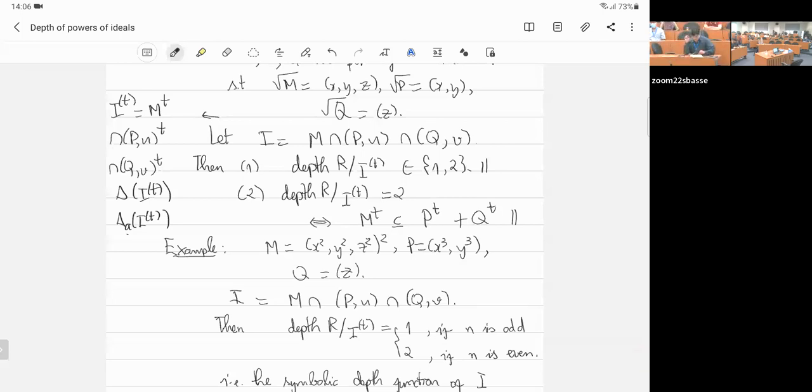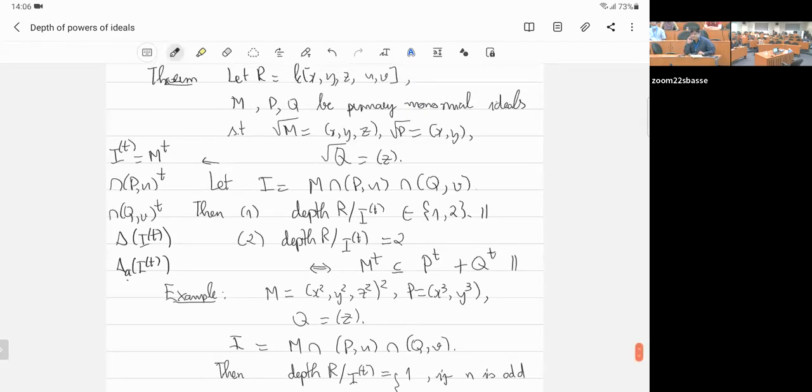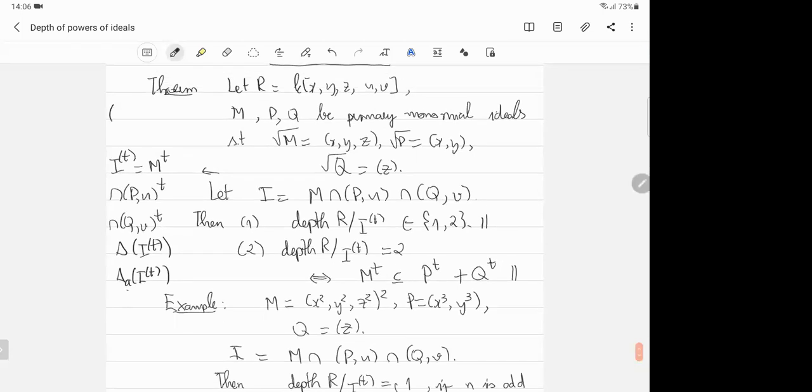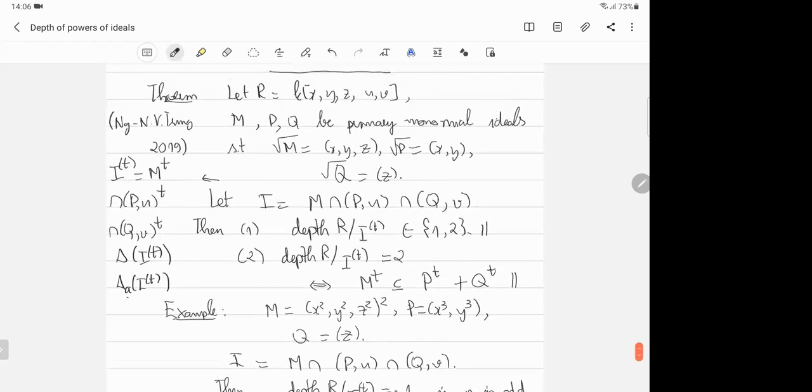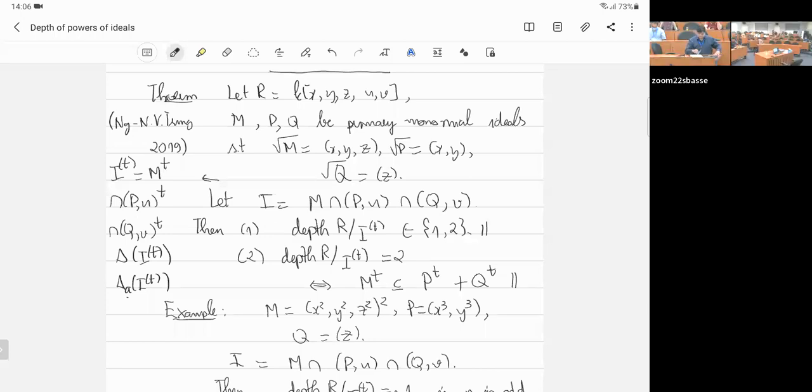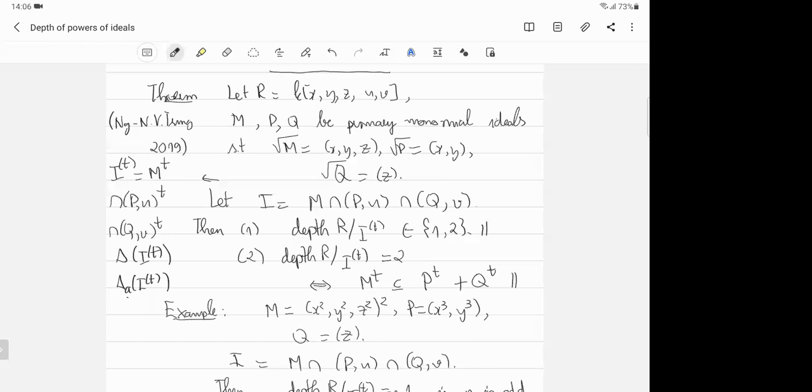And this final theorem, by whom? Yes, this is due to me and Nguyen, and it was published in 2019. Also, this example we first discussed more or less right before the first time I went to Lahore, in 2018.